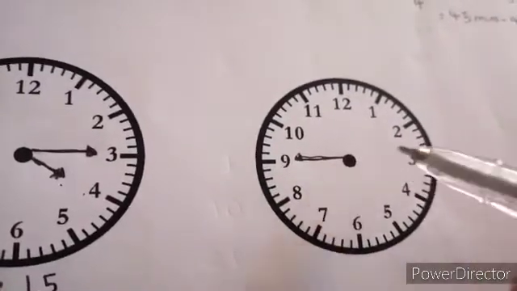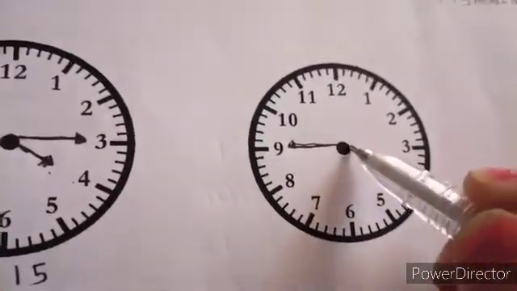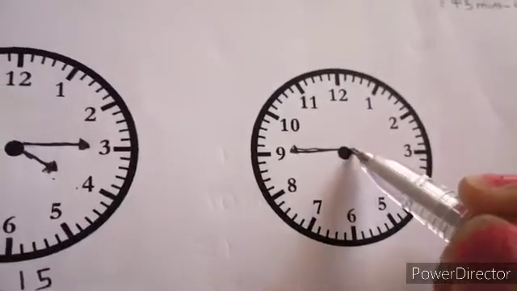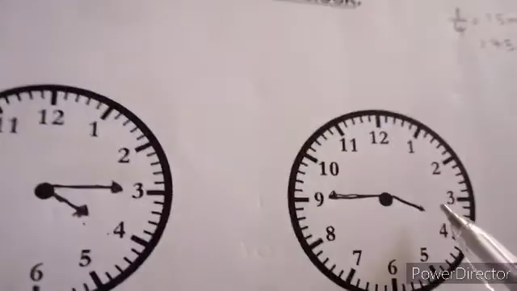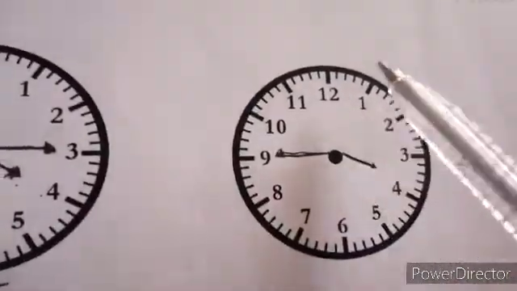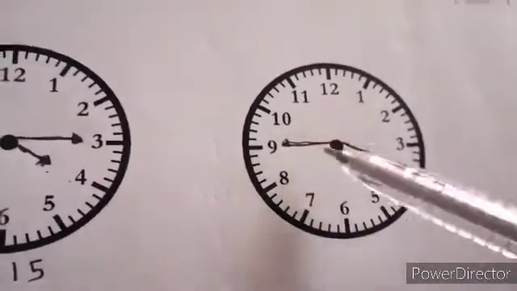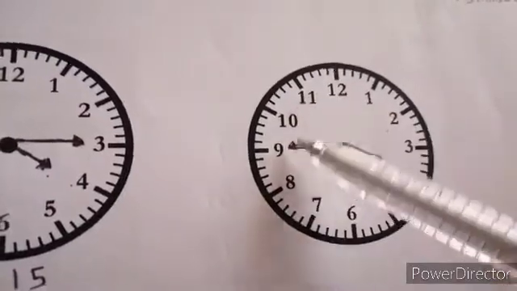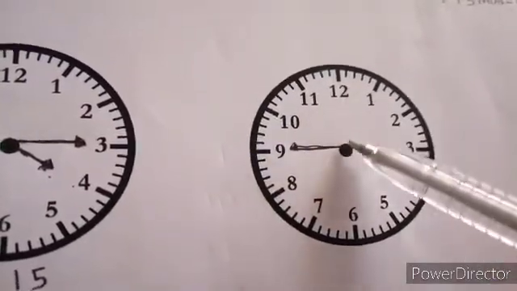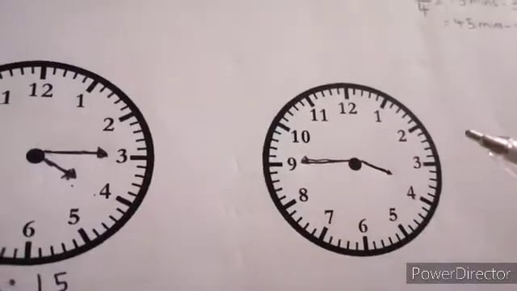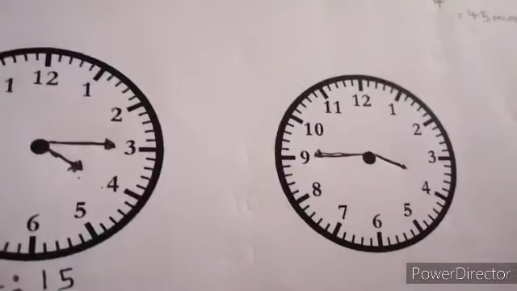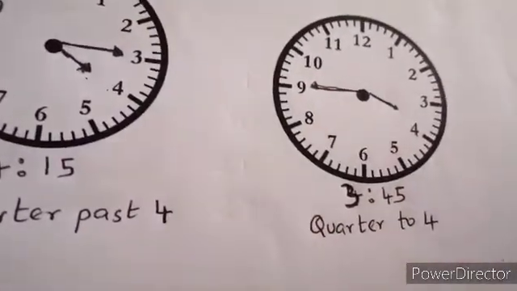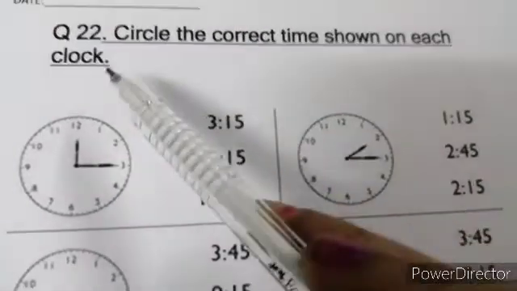Quarter to 4 means it is 3:45. So the short hand will be between 3 and 4, almost near 4, but it won't be at 4. The minute hand will slowly move a quarter like this and come to 12, then it will become 4. So it is 15 minutes or a quarter hour more to 4 o'clock. 3:45, quarter to 4.